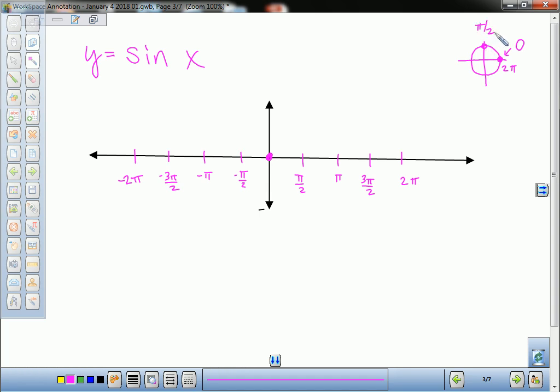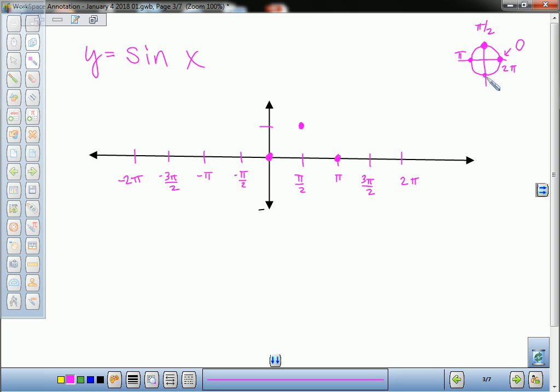This is pi over 2. What is the y value here? 1. That's why at pi over 2 we go up to 1. There's an amplitude that would just be up to it. Okay? Now this is pi. So what is the y value here at pi? 0. So we're back here.